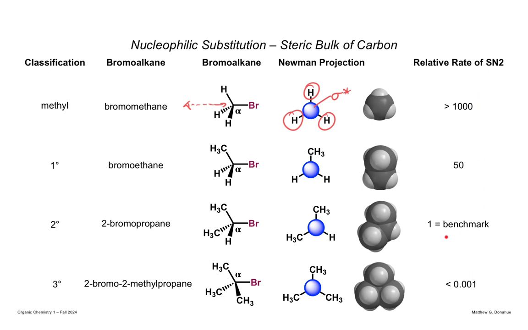In terms of secondary being sort of your benchmark of 1, primary is faster, and methyl's the fastest. We're a little bit out of time, but that's not to say that tertiary substrates will not react. They react by SN1. So there's the connection between those two mechanisms.